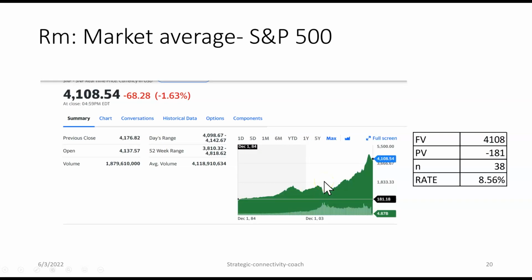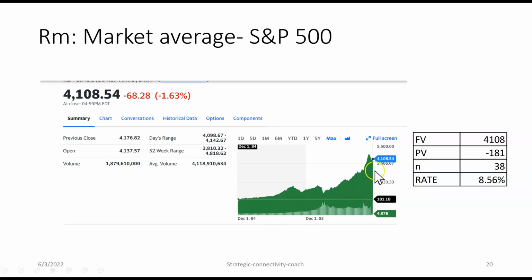The other thing we also need is the market return, the RM in the formula. How do you do that? So RM basically is, on average, how much the S&P 500, the broader market, has grown. So one way is to look at it: I looked at it a little while ago and said, okay, over the last almost 38 years, how much has it gone up?